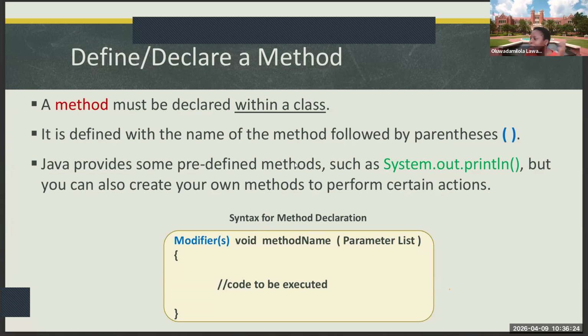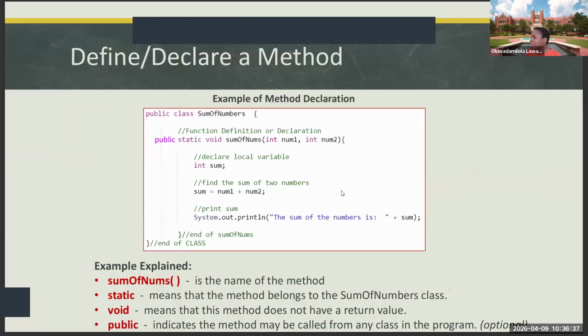Java provides some predefined methods, we already talked about this, such as System.out.println, a new line, but you can also create your own method to perform certain actions, which we discussed in the beginning of this class. So, this is the example we illustrated earlier. This is a similar example here. And this is our class, and this is the class name here. And we are declaring our method.